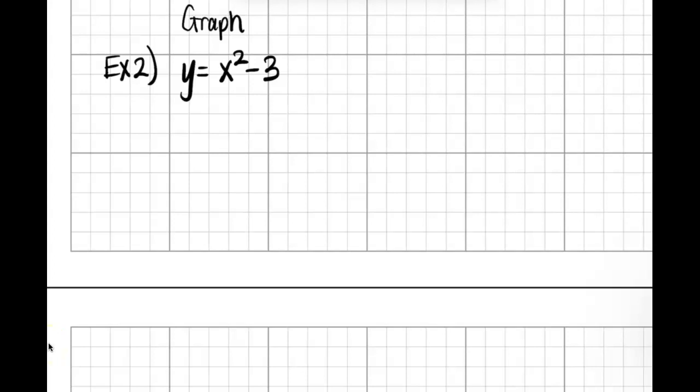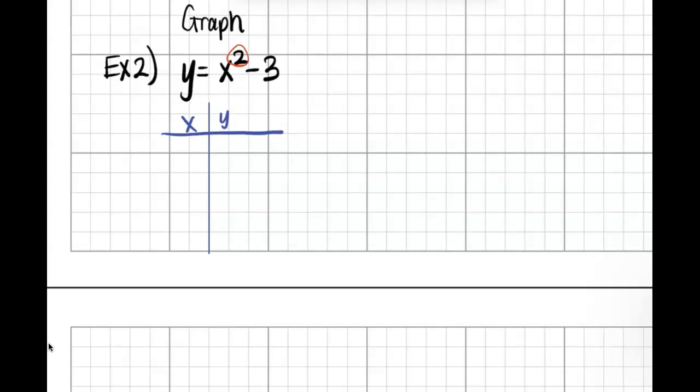Here we are graphing a quadratic. I know it's a quadratic because it's got an exponent of 2, which makes it a second degree function. There are multiple ways to graph it, but we're going to make a table. We're going to plug in some numbers.